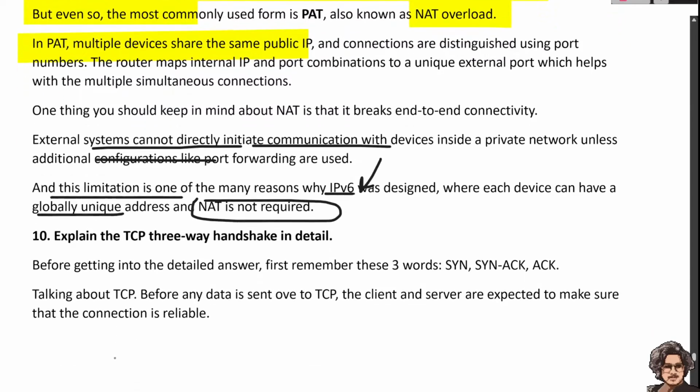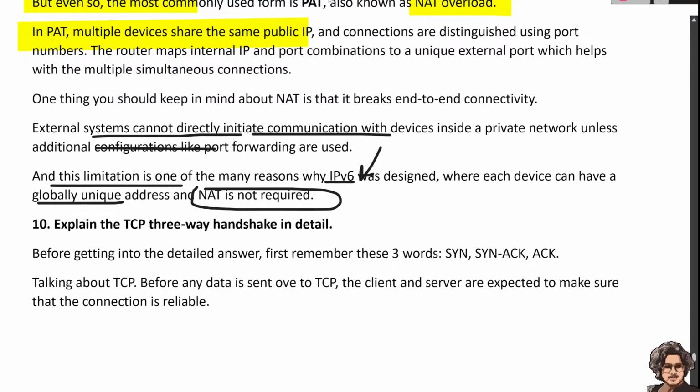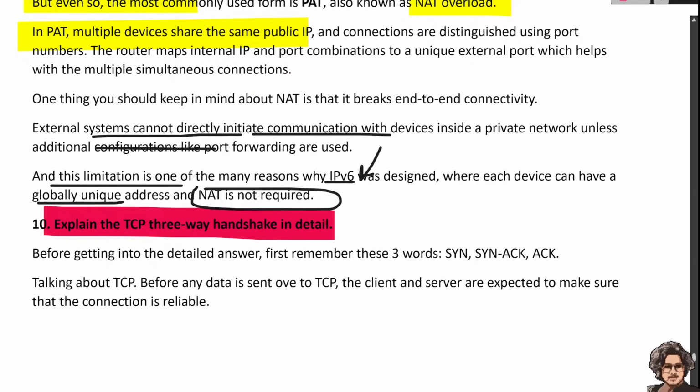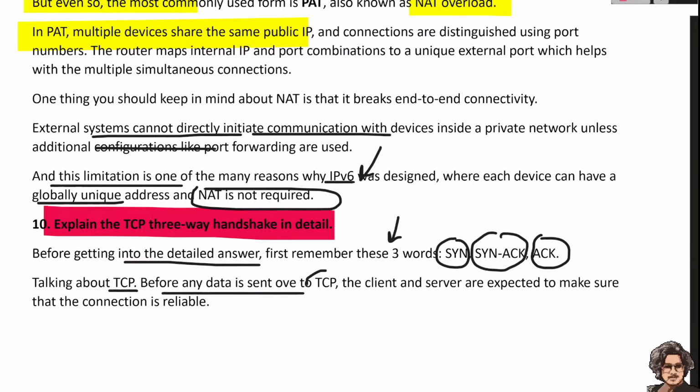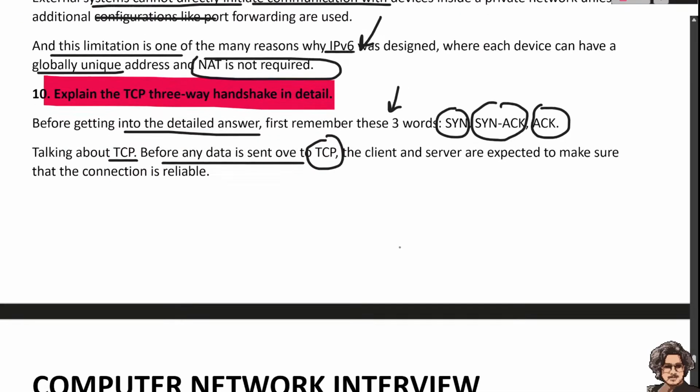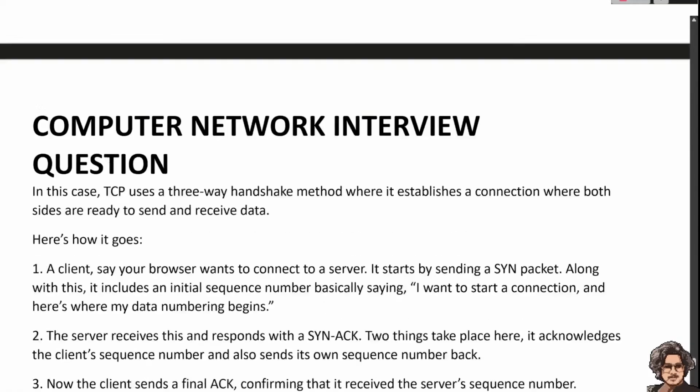Okay, so this is the last question in today's session: can you explain the TCP three-way handshake in detail? Before getting into the detailed answer, first of all we have to remember three words: SYN, SYN-ACK, and then ACK. Talking about TCP, before data is sent over TCP, the client and server are expected to make sure that the connection is established.